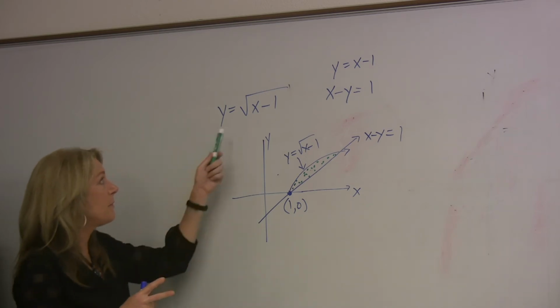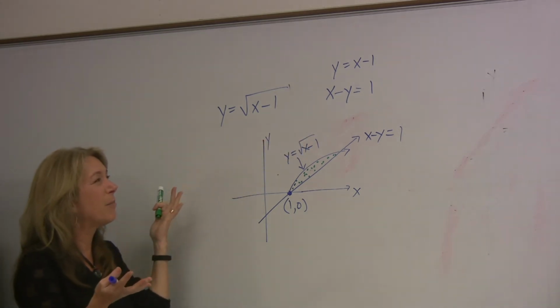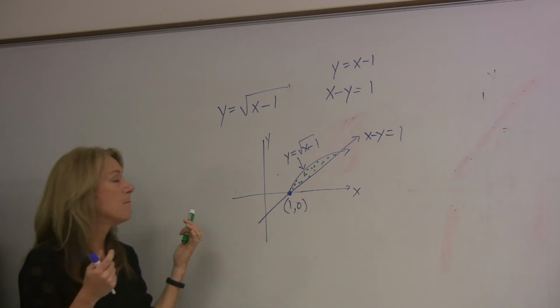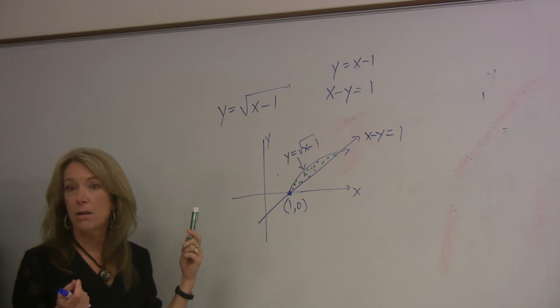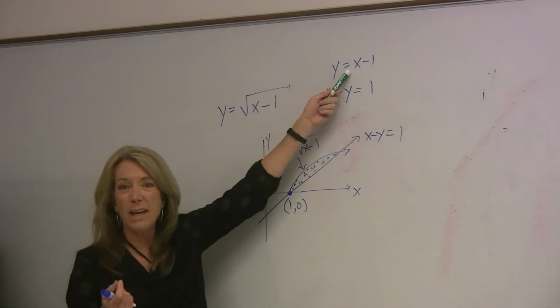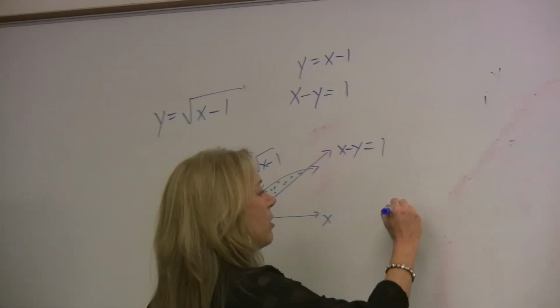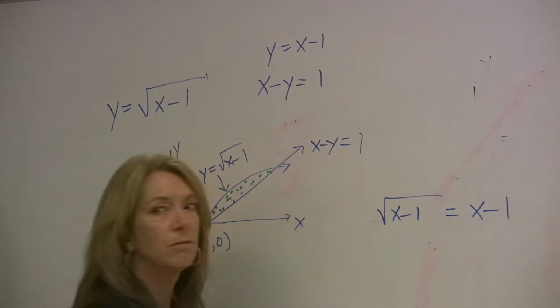So I'm going to set these equations equal to each other. Which ones? I got a couple of different equations going on here. Which ones am I setting equal? Yeah, this is y equals and this is y equals, so we set the 2 y values equal. So I'm going to go ahead and take this y value equal to this y value.